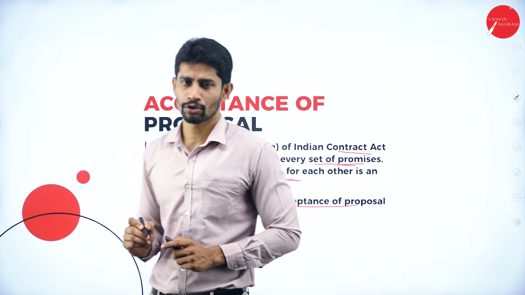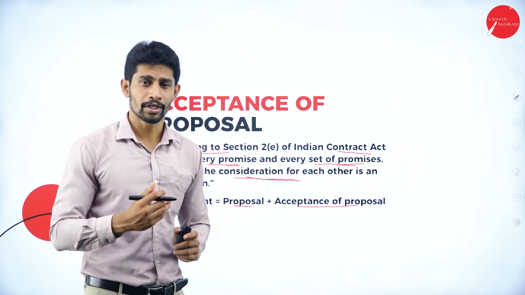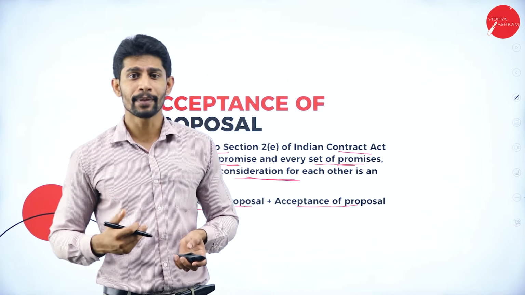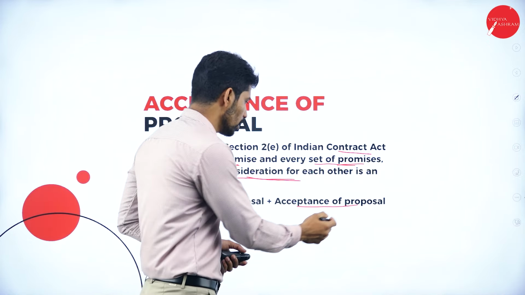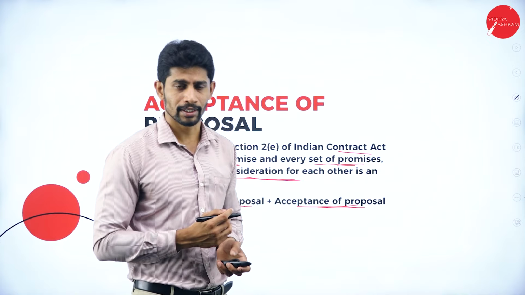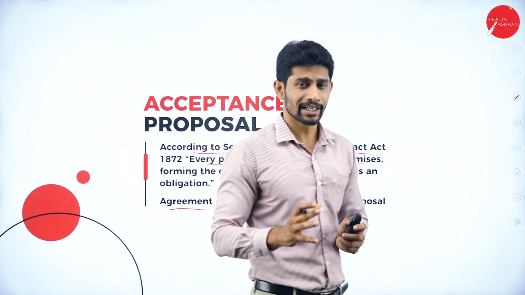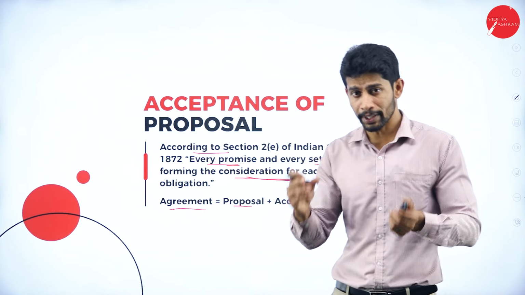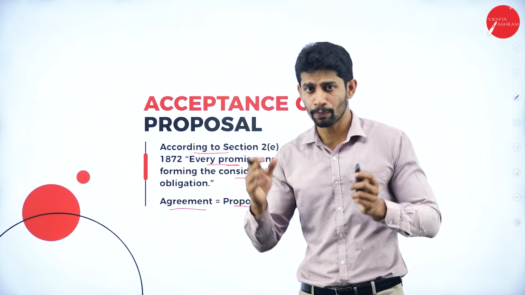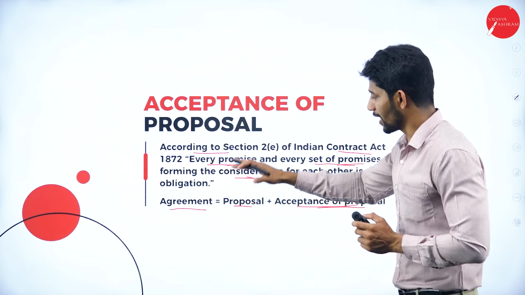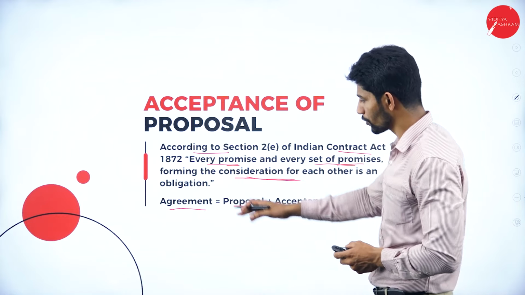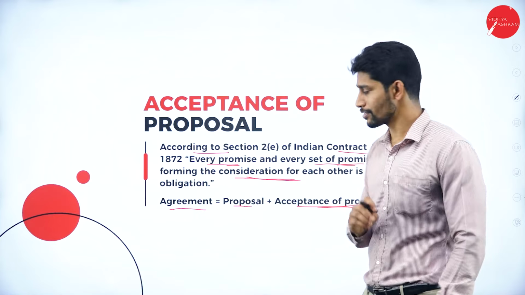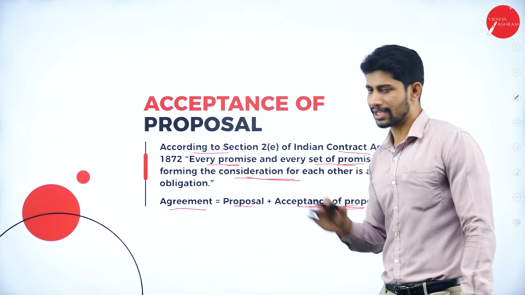So one party should be proposing, or he should tell the opposite party that he is selling something. The second party, or the opposite party, is going to accept the proposal. Then only we can call it an agreement. If there is only one party, you can't call it an agreement. There should be two parties to call it a valid agreement. So now we got to know what is the meaning of agreement. That is, proposal plus acceptance of proposal is called agreement.